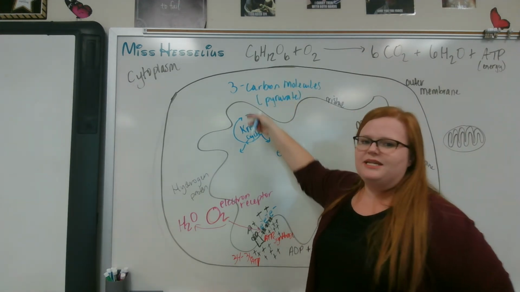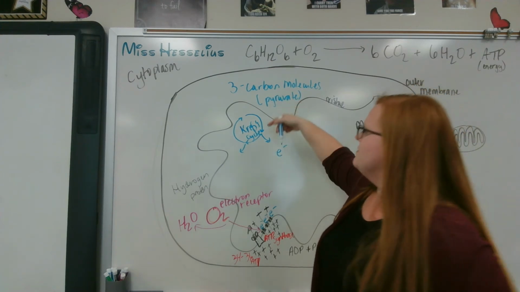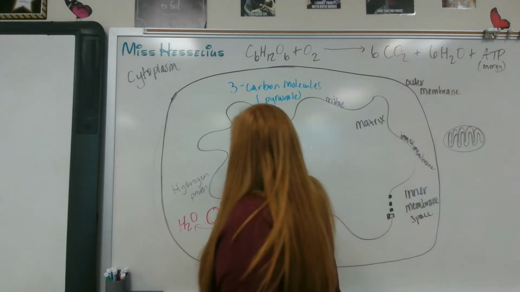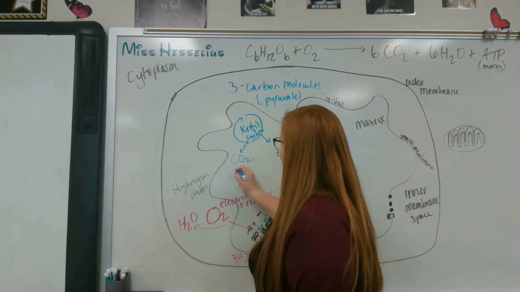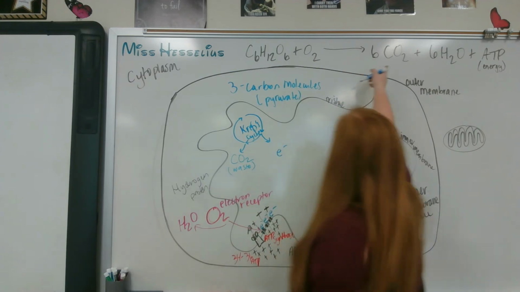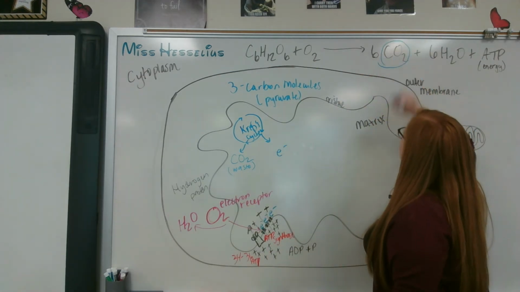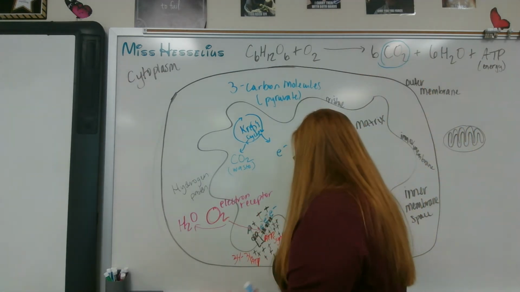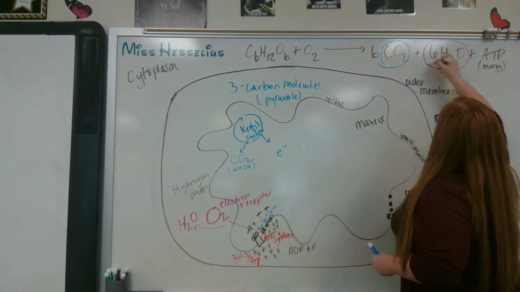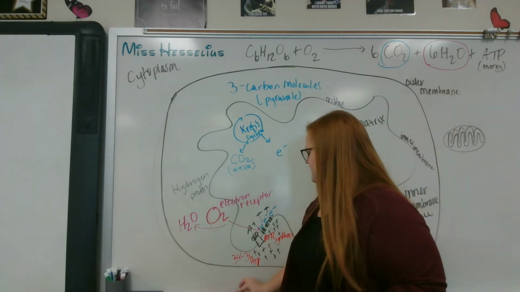Where it comes from is that it goes to the Krebs cycle and then gets broken down further into carbon dioxide, which is just a waste product. And where does it go? It goes over here. Also, where did our water come from? It comes from oxygen making water when it collects electrons.